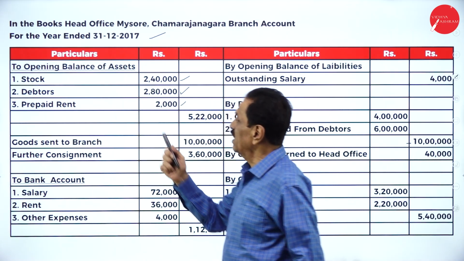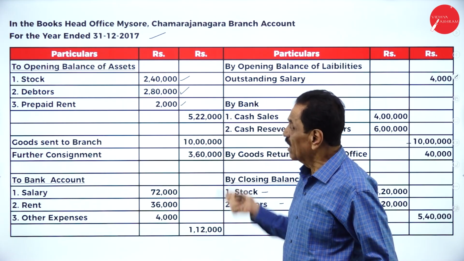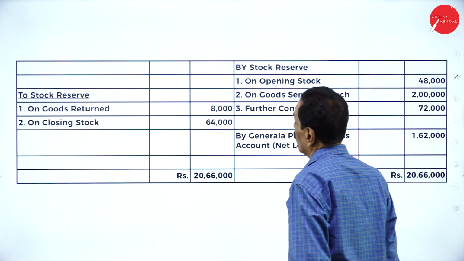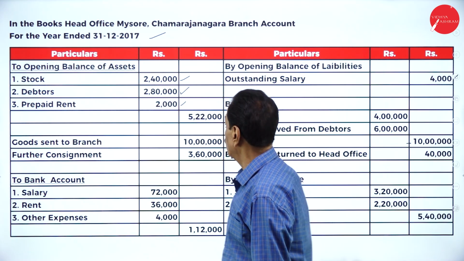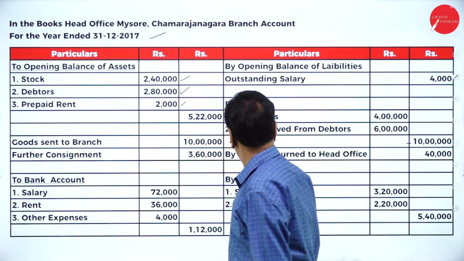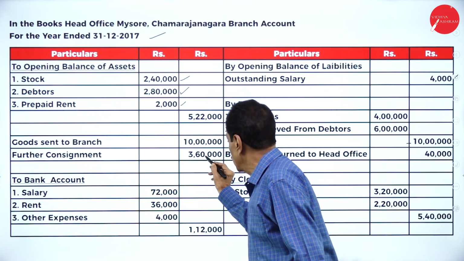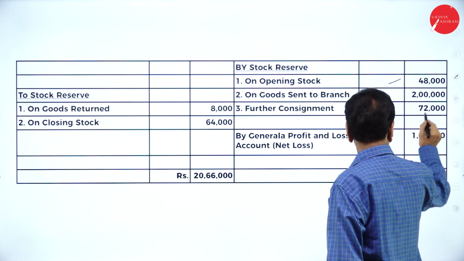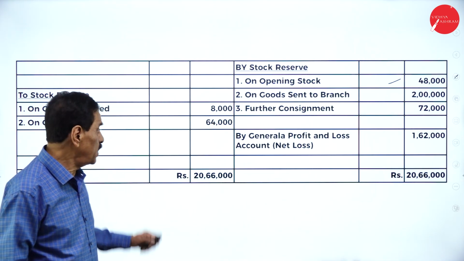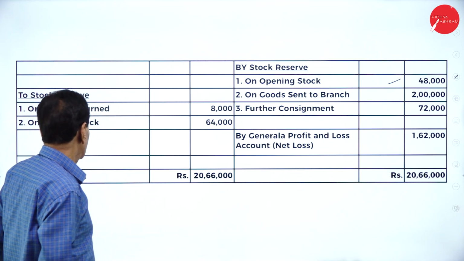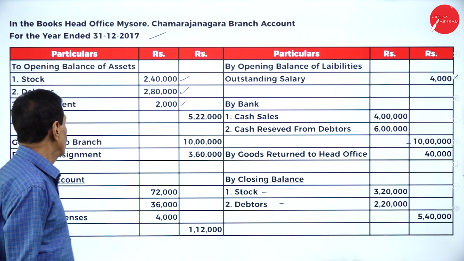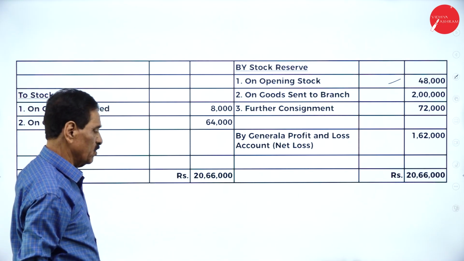Now, stock is at invoice price, so stock reserve should be calculated. See that on opening stock, how much is there? 2,40,000. 1 by 5 is 48,000. Goods sent to branch is 10 lakh. 1 by 5 is 2 lakh. Further consignment is 3,60,000. 1 by 5 is 72,000. Goods returned is 40,000. 1 by 5 is 8,000. Closing stock, you see that your closing stock is 3,20,000. 1 by 5 is 64,000.